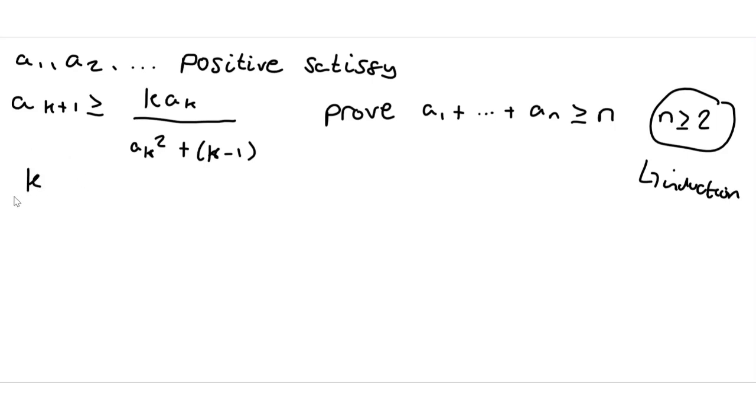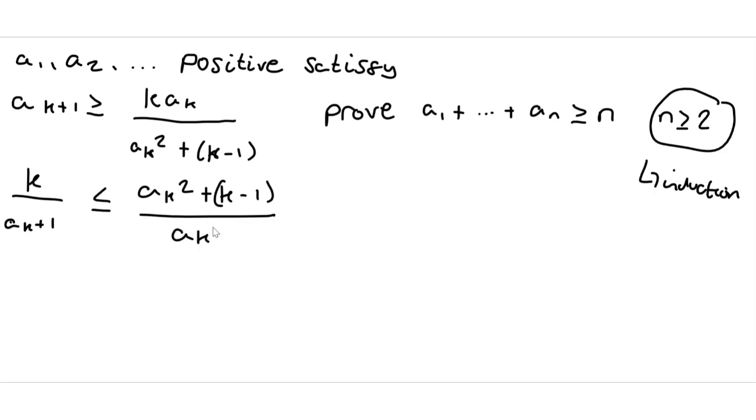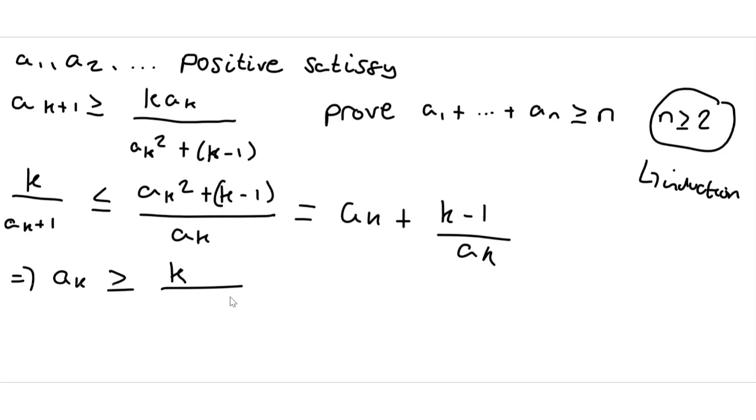So we're going to get k over a_{k+1} is less than or equal to (a_k squared plus k minus 1) all over a_k, and that is equal to a_k plus (k minus 1) over a_k, and that implies that a_k is greater than or equal to k over a_{k+1} minus (k minus 1) over a_k. Okay, so that's just subtracting this term from the inequality.